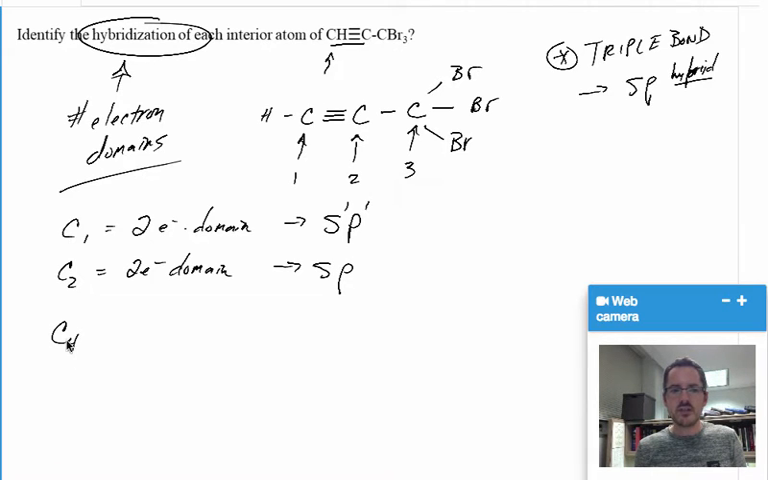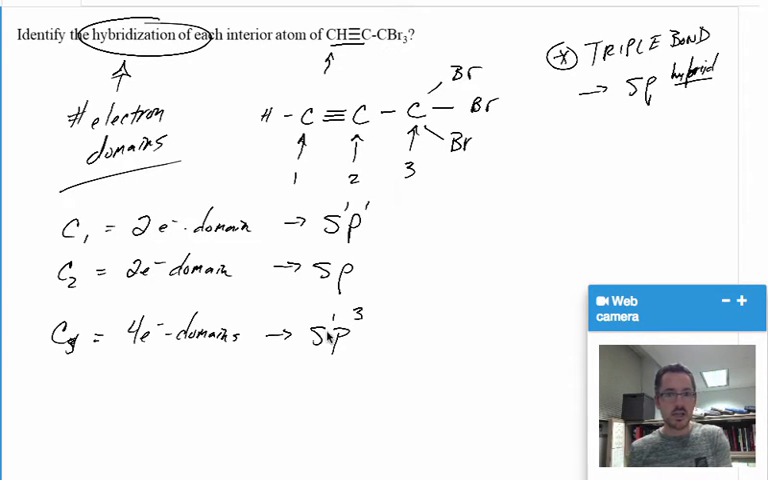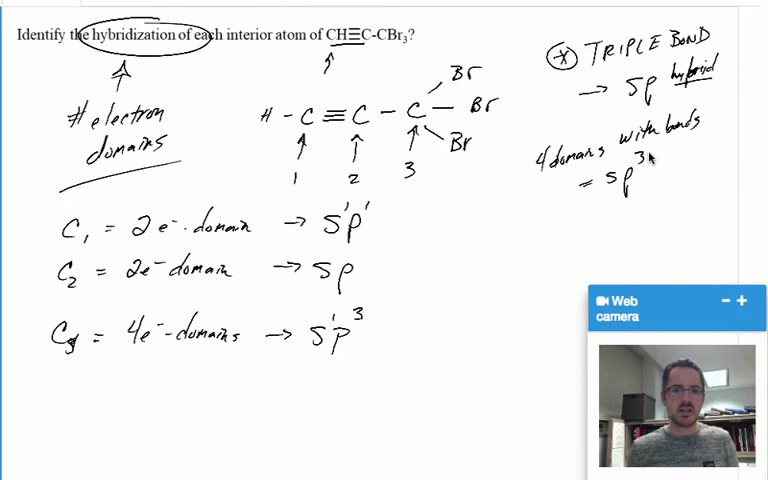It's the 3rd carbon that I need to take a look at. I have 4 electron domains associated with that last carbon. So I have my s1, and then p goes up to 3. So sp3 is going to be 1 plus 3, which is 4. So there you go. If I have 4 domains with bonds, that is going to be an sp3 hybridization, or if you have 4 domains in general.